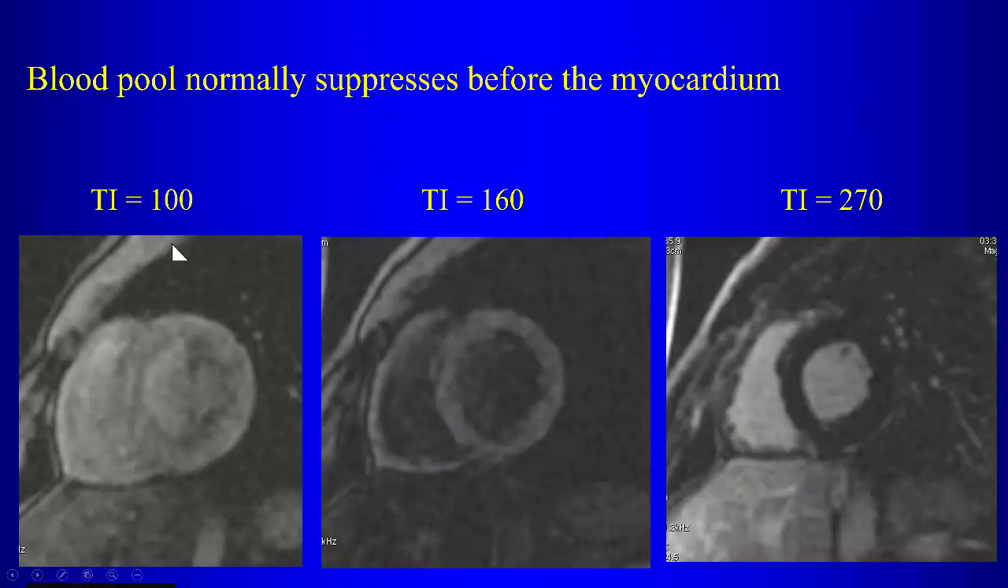So here we're going through some different inversion times. Here at 160, you can see that the blood pool is nice and dark, but the myocardium does not suppress until we get to the longer inversion time at 270 in this particular patient. Okay, so that's normal. That's what usually happens.